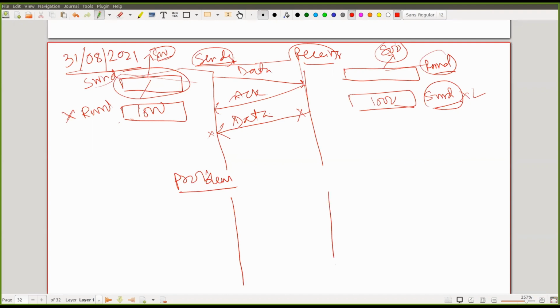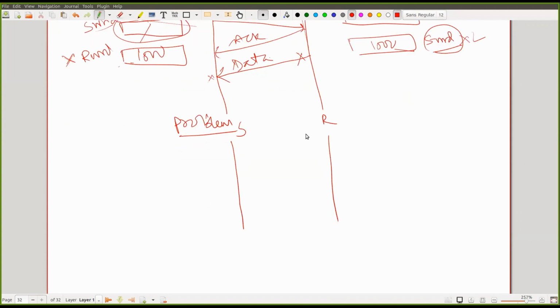This is my sender, this is my receiver. Now what is happening? The sender maintains a send window. Let's say I'm talking about one-directional communication. In that case, the sender needs to maintain a send window and the receiver needs to maintain a receive window. If there is no bidirectional communication, let's assume one-directional communication, as far as my problematic scenario is concerned.